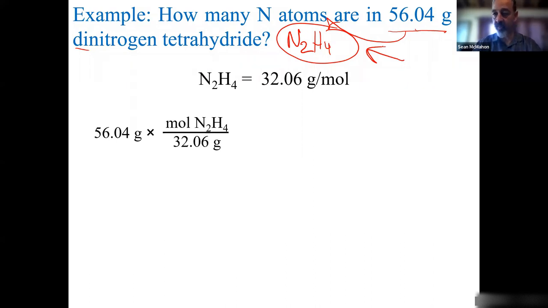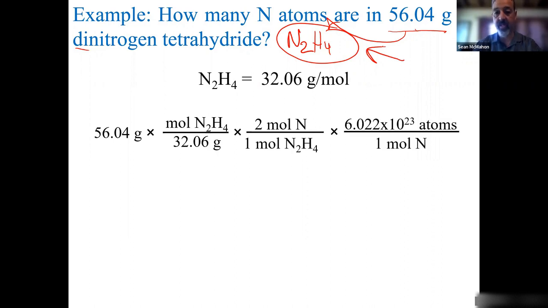So here we go. There's 32.06 grams of N2H4 per mole. In 1 mole of N2H4, there's 2 moles of N. In 1 mole of N, there's 6.02 times 10 to the 23rd atoms.